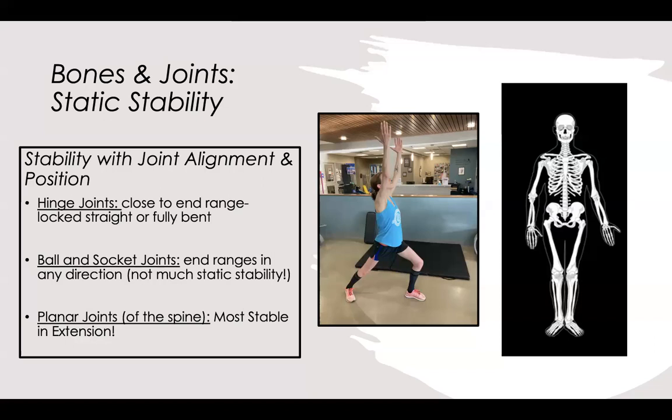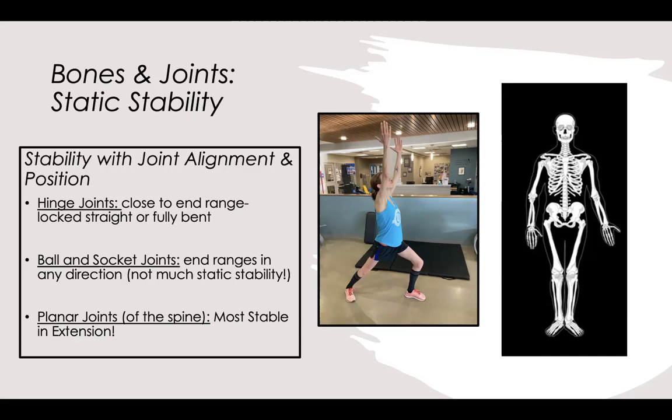Okay, so to further go off of that principle, the joint by joint approach, and how some of the joints work, we can think about different positions of stability that are created at these different joints. Hinge joints have the most stability at their end ranges, either fully straight or fully bent. We can create a good amount of stability. So within this pose, warrior one, that I'm utilizing, straight elbows, straight wrists.